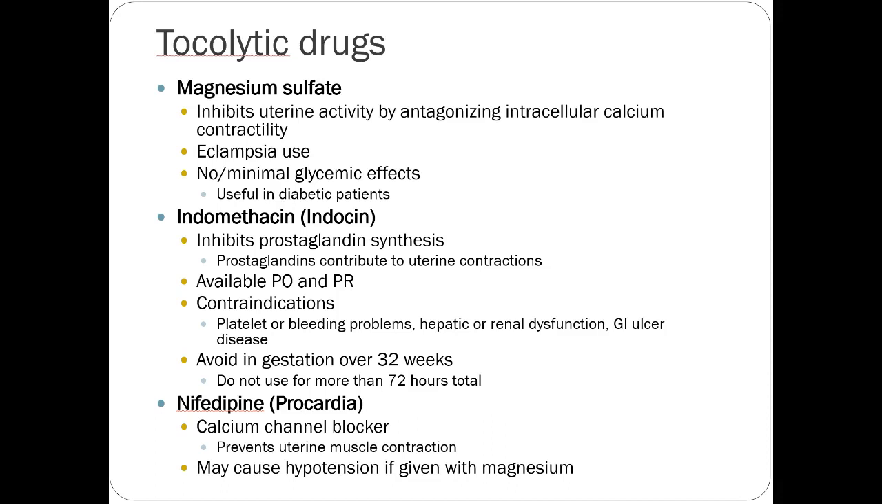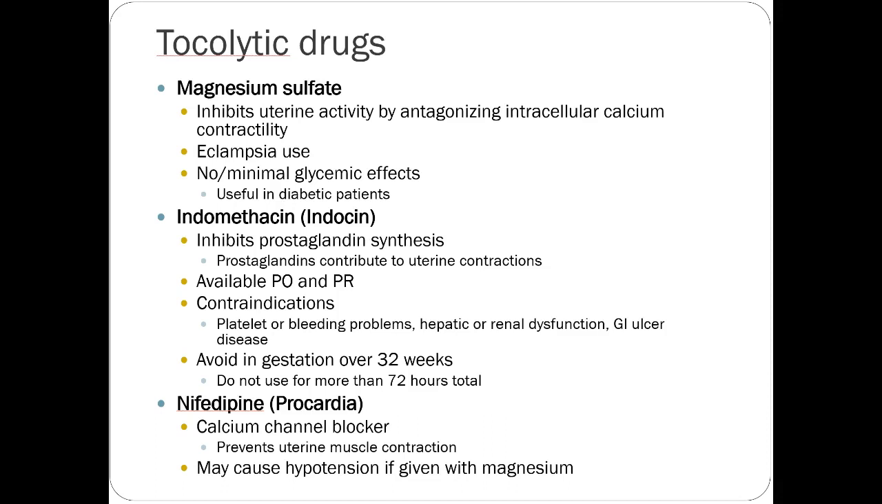It's available orally and as a suppository. Either way, it's supposed to absorb systemically, so that's the point of this. Platelet or bleeding problems are possible. Hepatic and renal dysfunction and GI ulcer as well. So if you're close to that 32-week mark or over it, we actually don't use it. I'm going to talk about the specific reasons why in a second, so hold on to that. And we don't use it for more than 72 hours total.